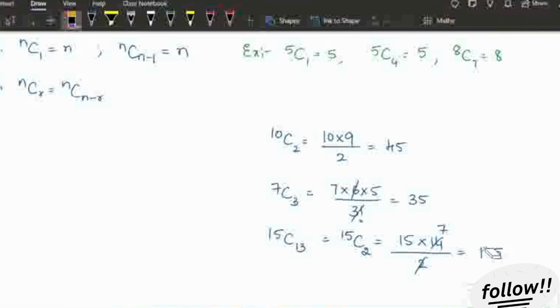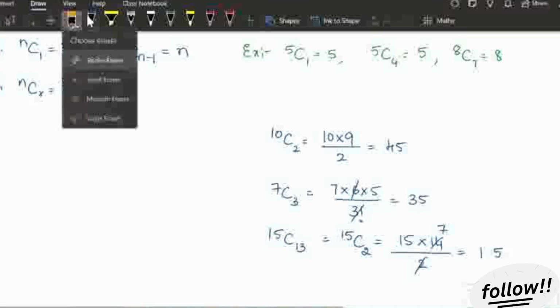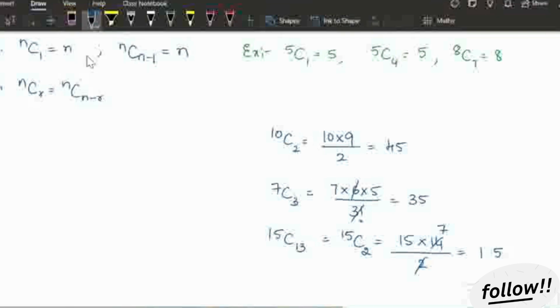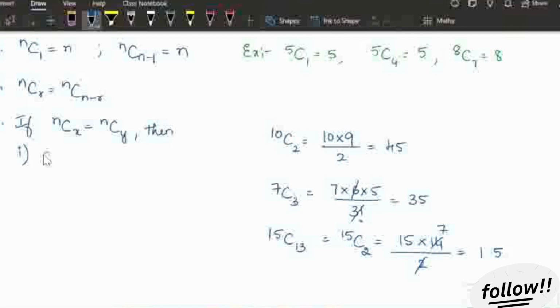Next, we will solve. This is one property. Next property is, if it is given that nCx is equal to nCy. Observe, if nCx is equal to nCy means n is same, r is not known, and they have given it is equal, then only two possibilities are there. Either x and y are equal. Okay. So since n is equal and this combination is equal, of course x and y should be equal, right?